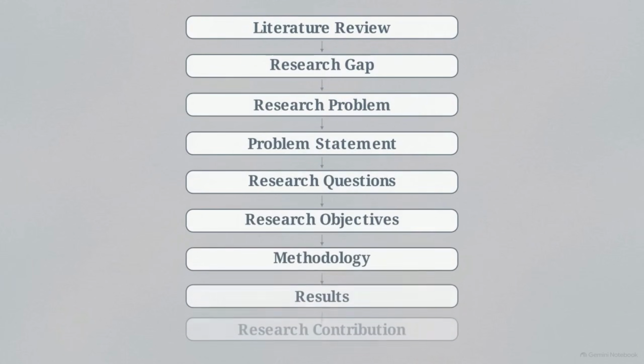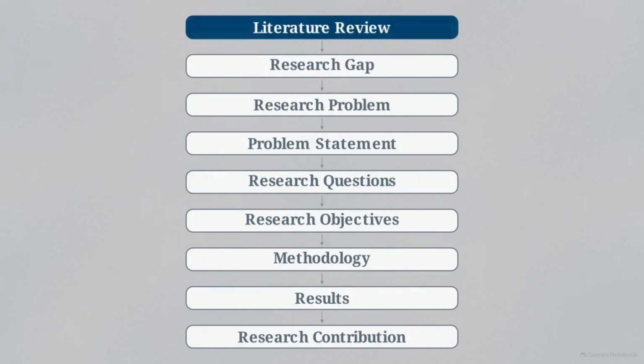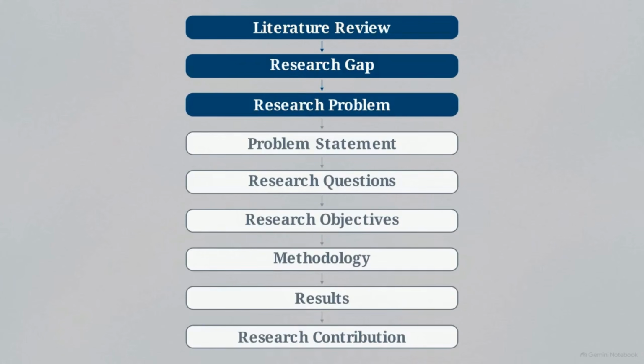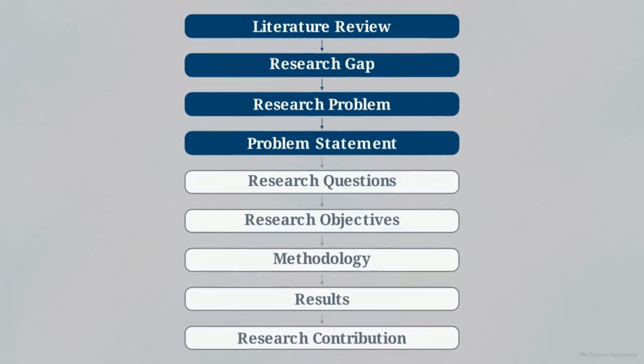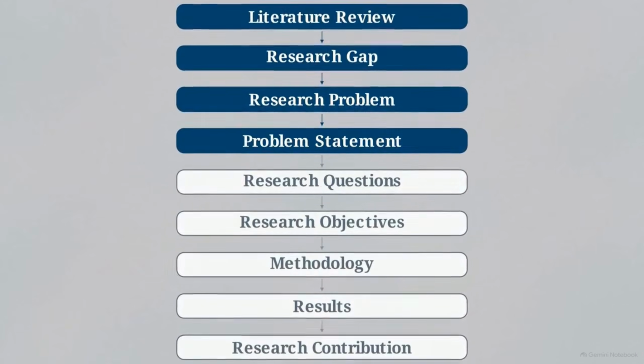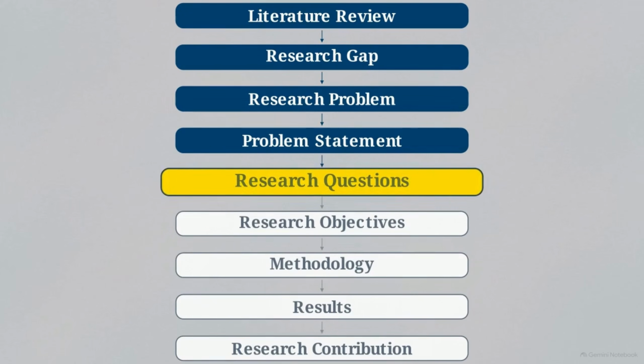This flowchart illustrates exactly where we are in the research lifecycle. You have reviewed the literature, identified the research gap, and written your problem statement. Now you face a critical decision. What exactly are you going to investigate? The highlighted box shows where your research questions come in.